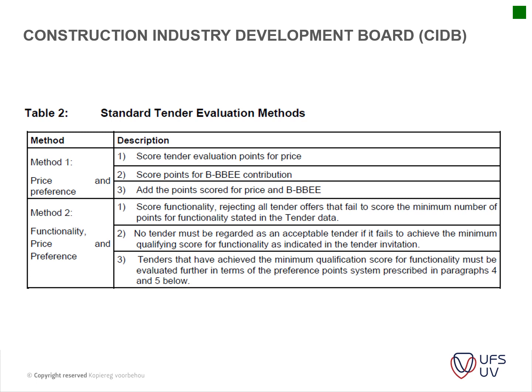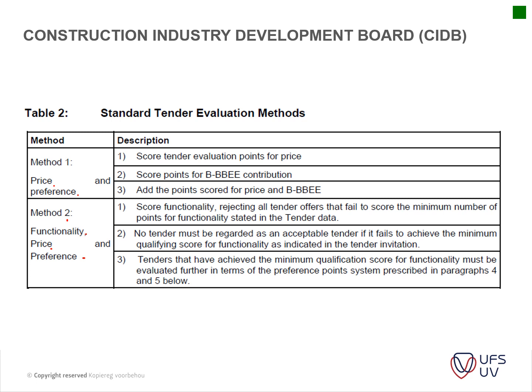Then we look at the standard tender evaluation methods. According to the CIDB, there are a couple of tender processes when looking at tenders. So you've got method 1, which looks at the price and preference. And then we've got method 2, which looks at functionality, price, and preference. So in short, the summary is basically, if it's price and preference, it's only your price and then your BEE status. When it's your method 2, which is the one that I've been involved in most, you have your functionality and then you've got your price and preference.